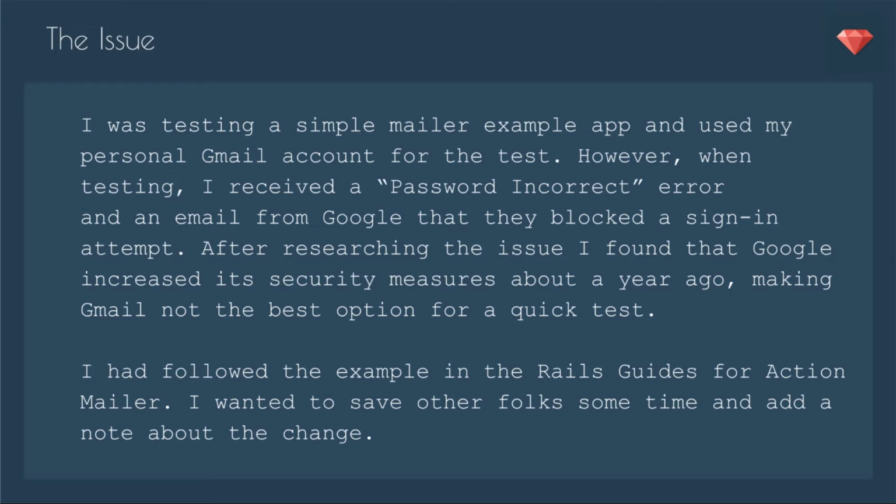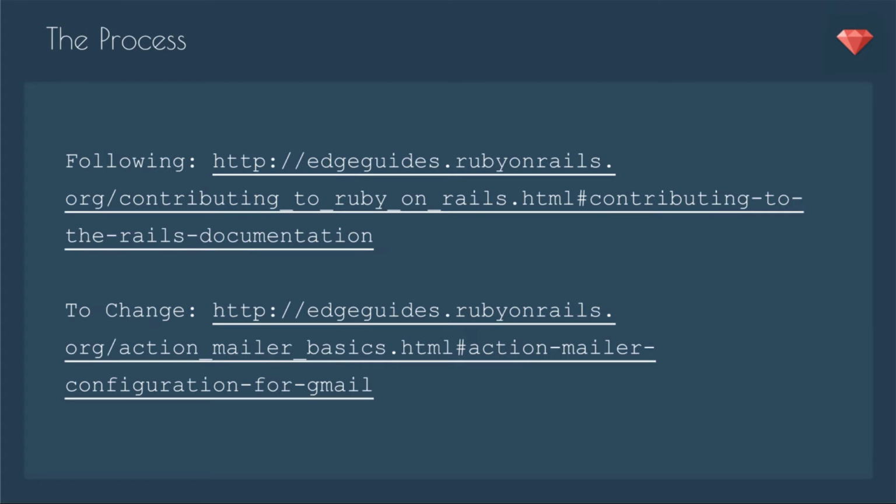So I used SendGrid instead. I had followed the example in Rails guides for Action Mailer. I wanted to save other folks some time and add a note about the change. Here's what we're going to do now. We're going to follow the Edge Guides, rubyonrails.org, contributing to Ruby on Rails documentation.